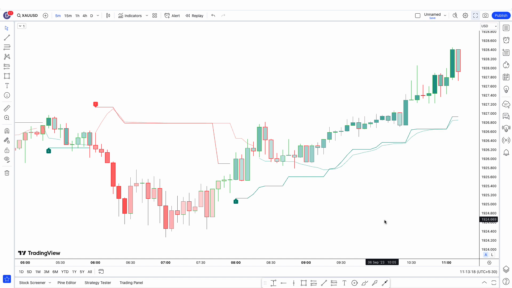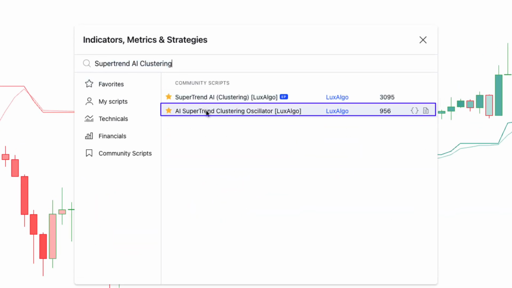Go back to the Indicators tab and search Supertrend AI Clustering and add the oscillator by FxAccurateUS.